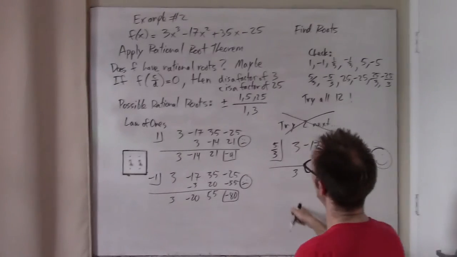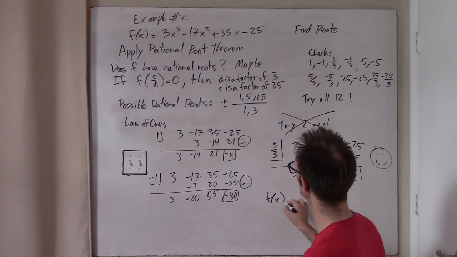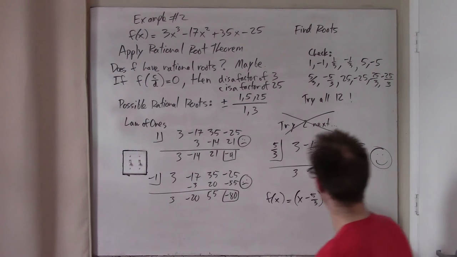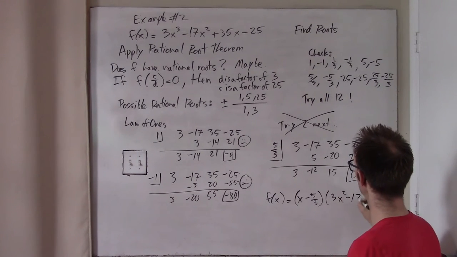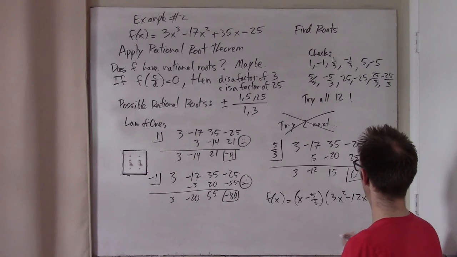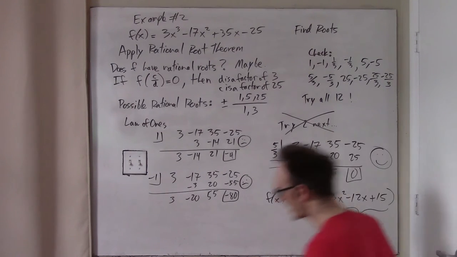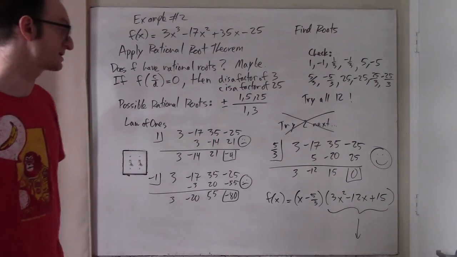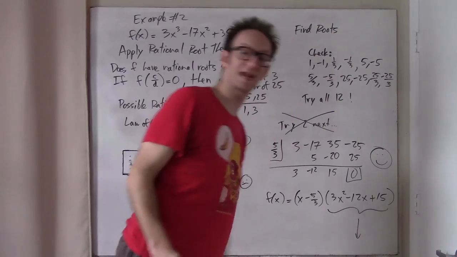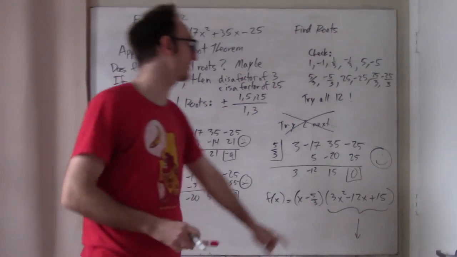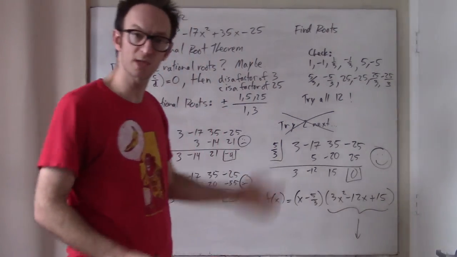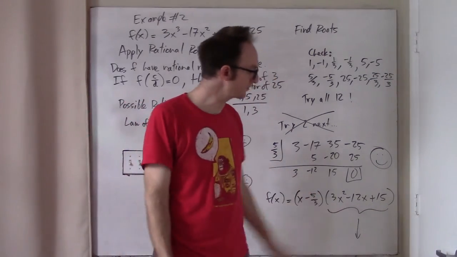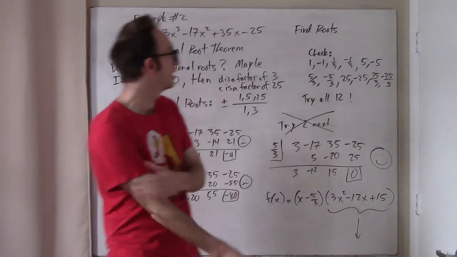And what does that tell me? It tells me that this polynomial is really x minus 5/3 times 3x squared minus 12x plus 15. And then if I want to, I can continue on and use quadratic techniques, so to speak, to find the roots of this quadratic. But at least when you have a cubic, once you find one of the roots, then you're really done with the hard part, because the other roots are just going to be roots of this quadratic, and we know how to find roots of quadratics. Okay, good.